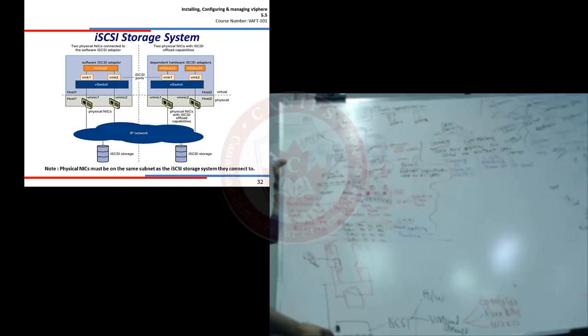Yes, on SAN, on iSCSI device side, you need to have iSCSI target. So target is always on the device side. And on the client side, you need to have iSCSI initiator. So iSCSI initiator is actually an HBA for iSCSI.